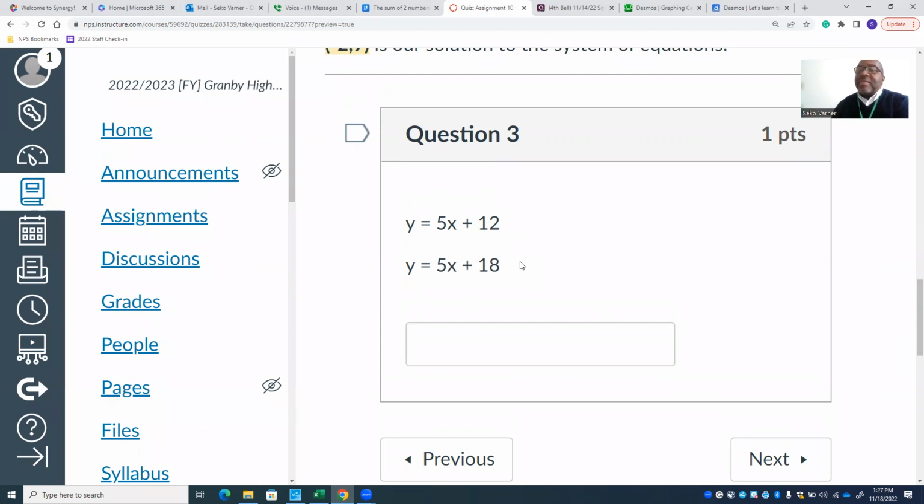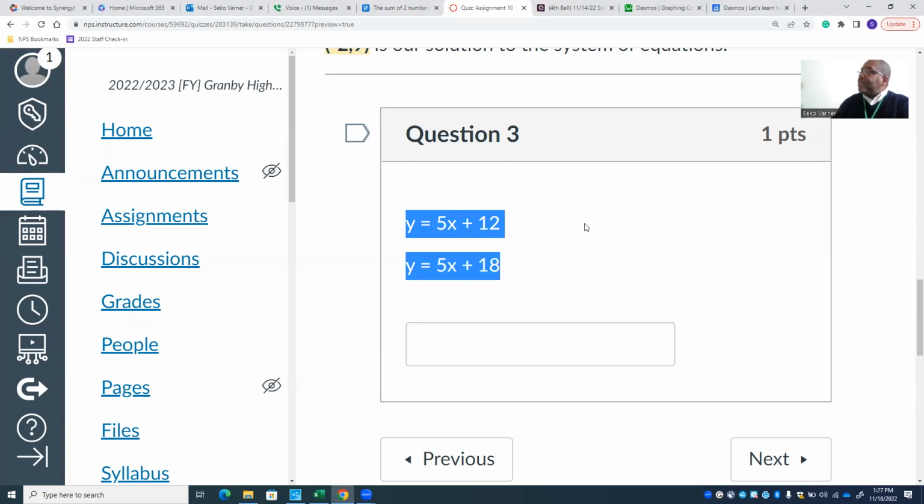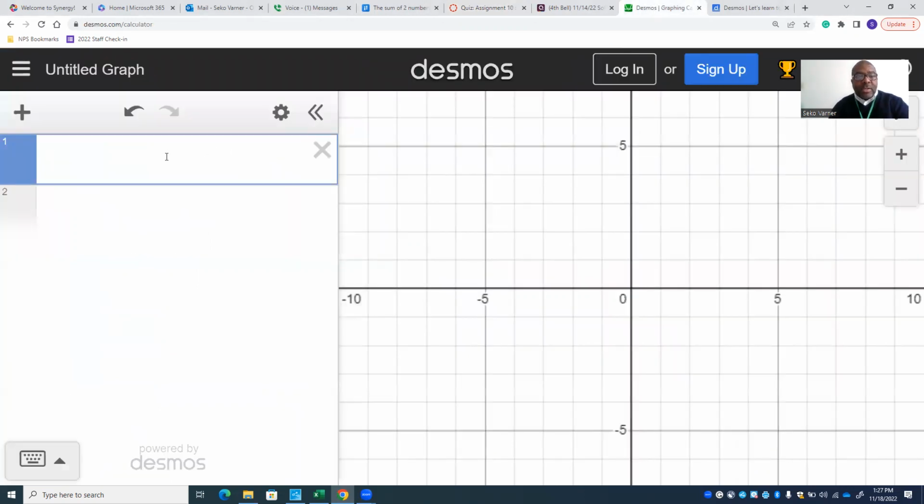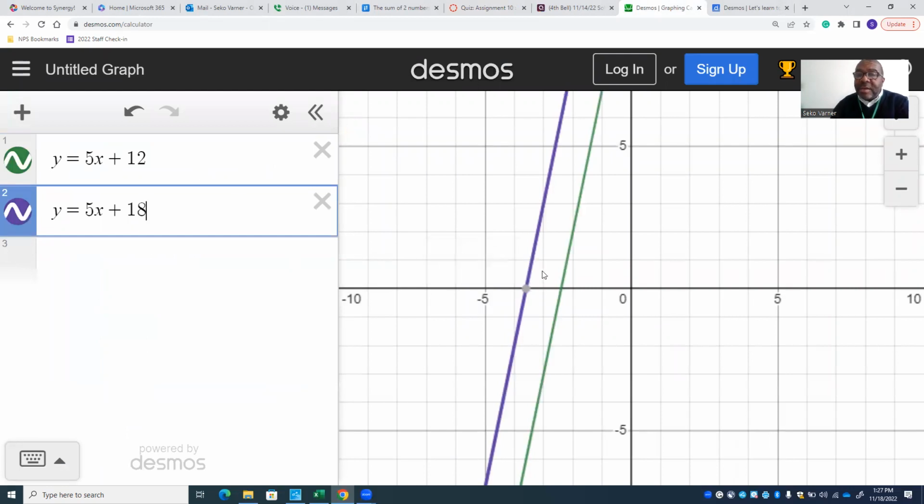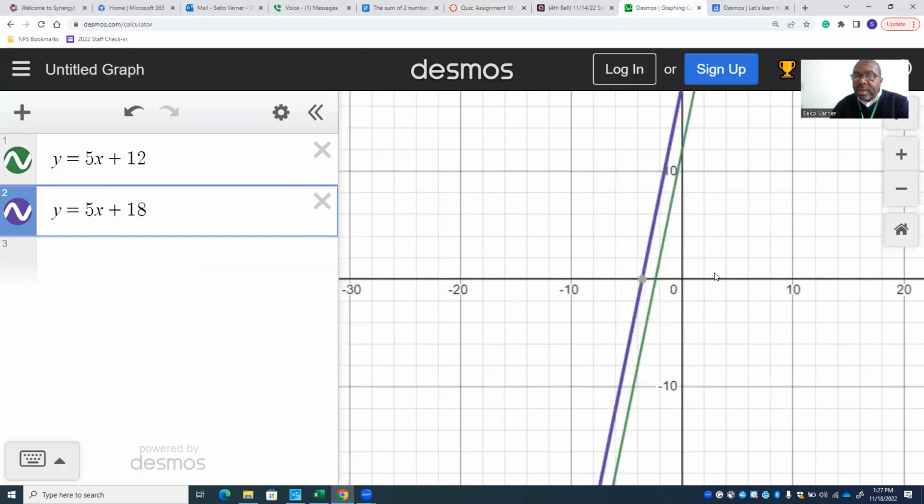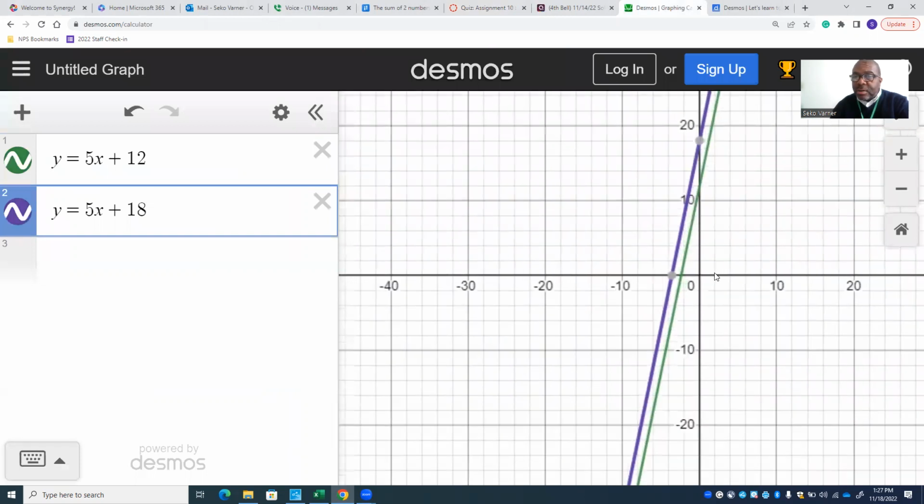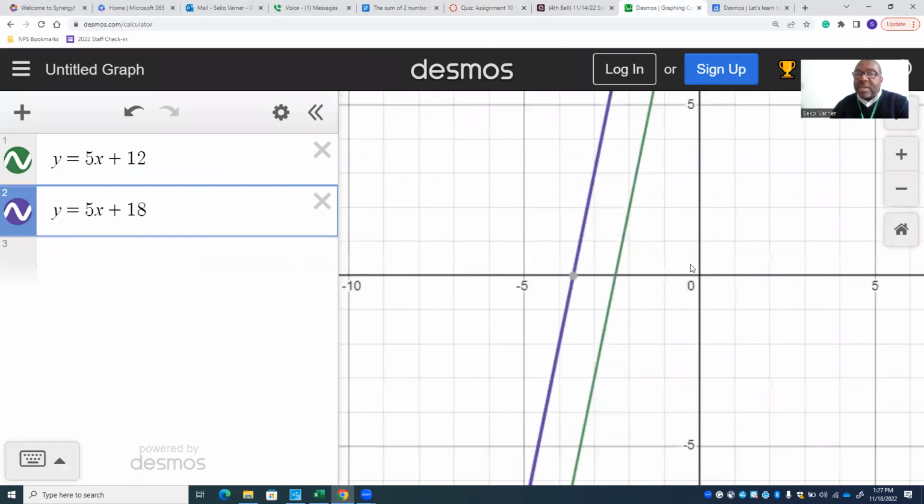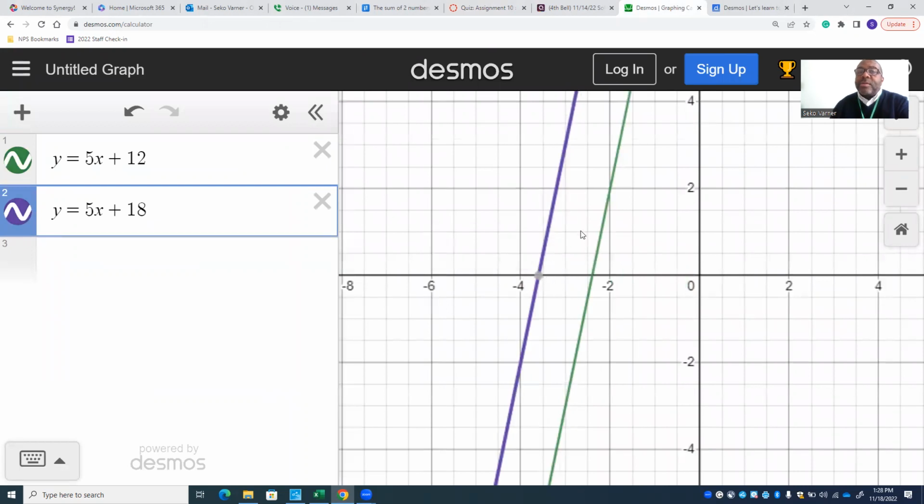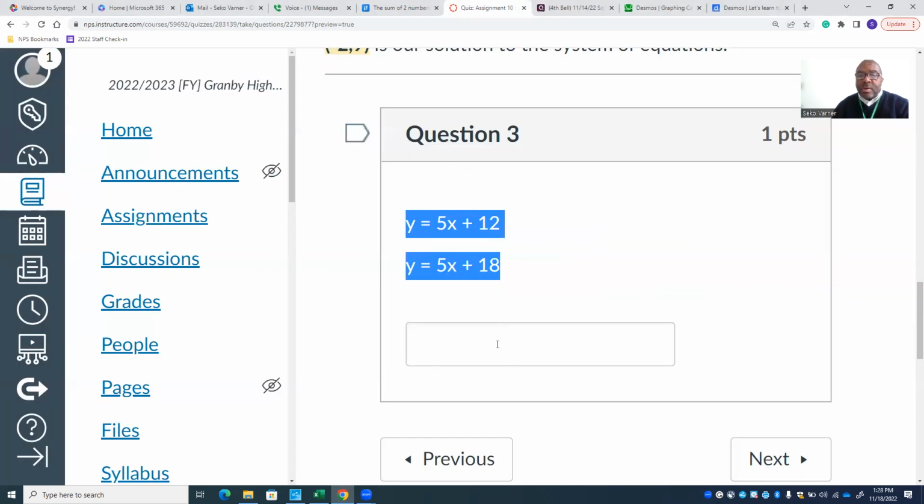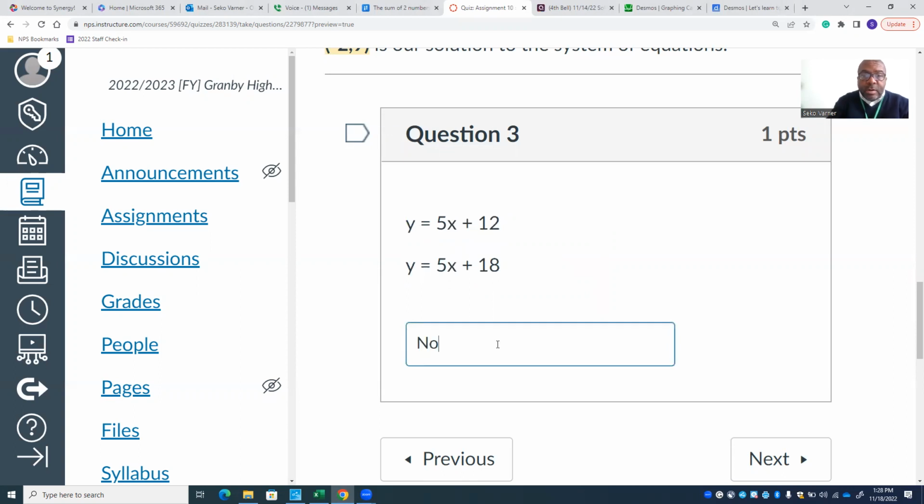What do we call lines that have the same slope? You're right. They don't intersect, so they're parallel. So I'm going to paste those two in here, and as you can see, they don't touch. We can scroll out. They don't touch at all. These lines don't touch, but they have the same slope. So the answer for this one would be no solution.